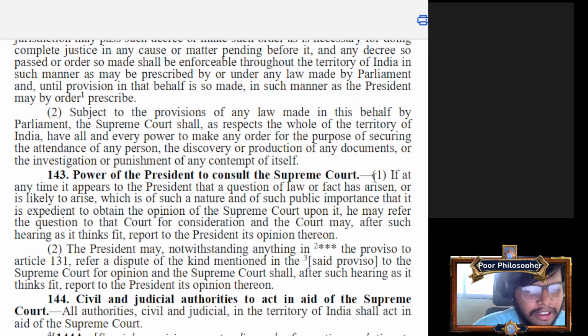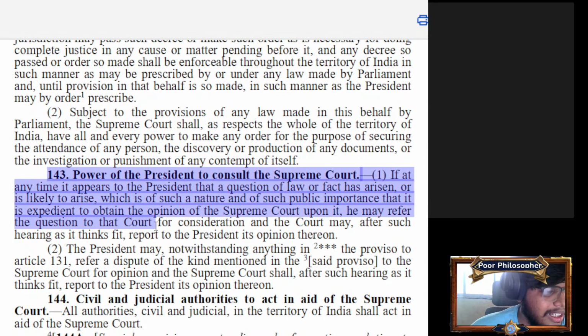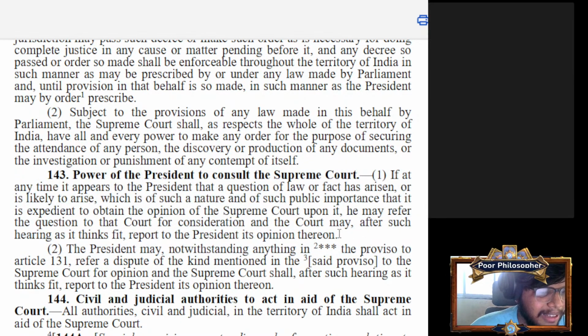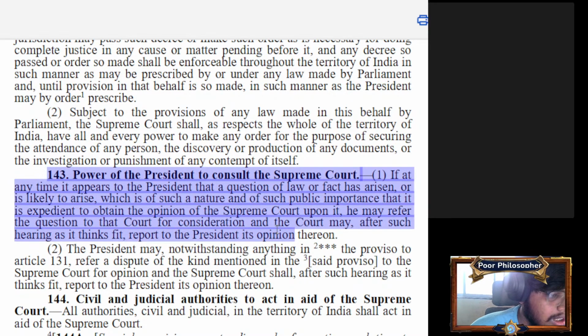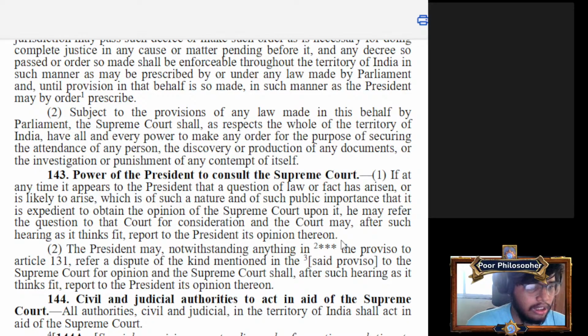Okay. I mean, the president doesn't have that much power, man. It is just the ruling party's sipahi. If at any time it appears to the president that a question of law or fact has arisen or is likely to arise, which is of such a nature and of such public importance that it is expedient to obtain the opinion of the Supreme Court upon it, he may refer the question to that court for consideration, and the court may, after such hearing as it thinks fit, report to the president its opinion thereon. I mean, why is this article written? Obviously, the president will go and seek help of the court in matters of law.